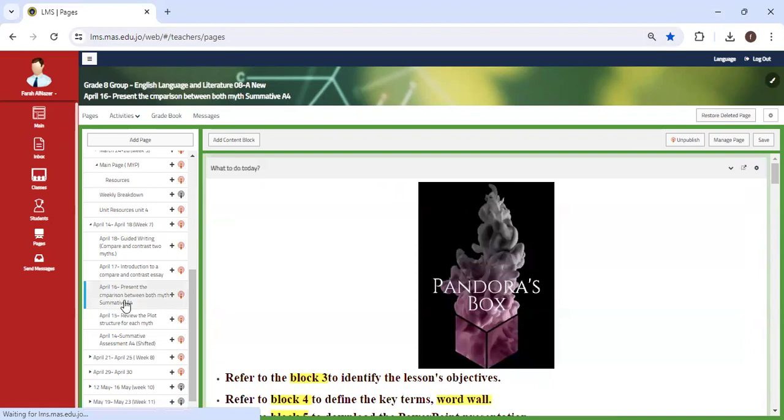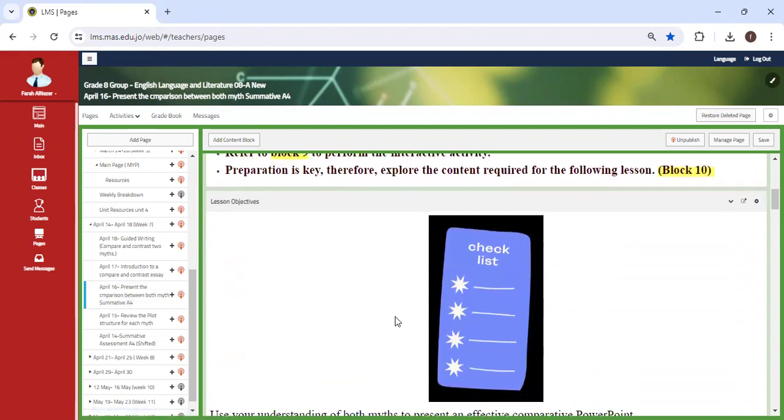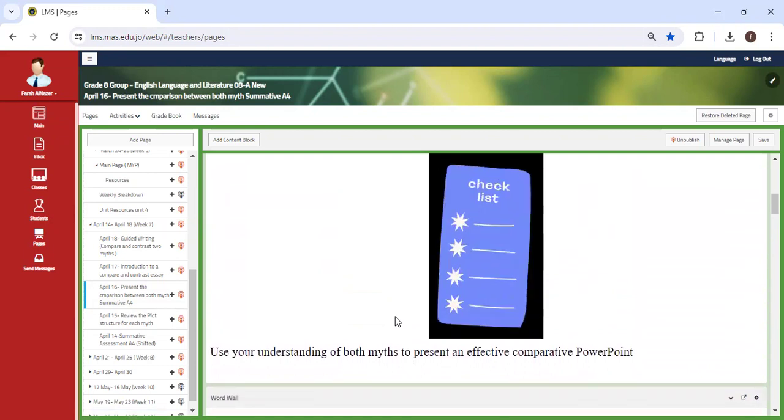We're going to begin with the presentations in our third lesson. So that means we're going to begin on Tuesday. Use your understanding of both myths to present an effective comparative PowerPoint. Do not forget to mention similarities. I need to find transitions such as whereas, on the other hand, similarly. Okay? Make sure you use these transitions.